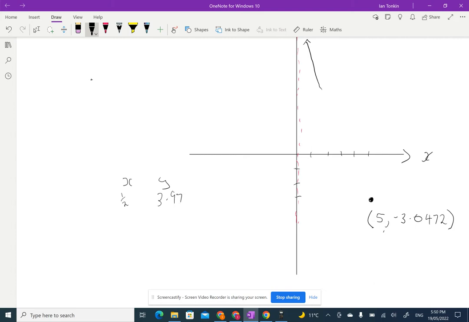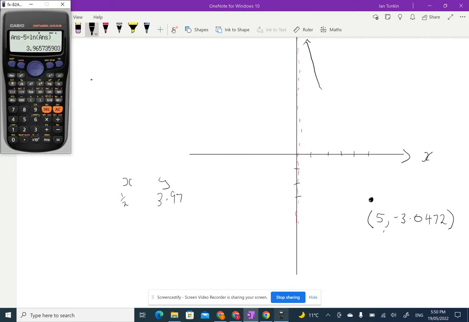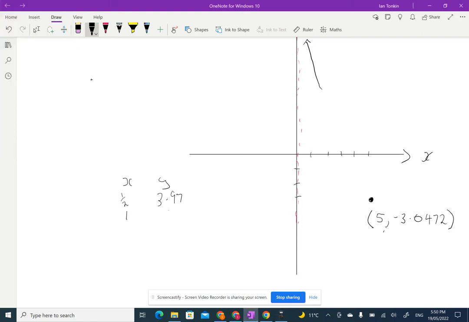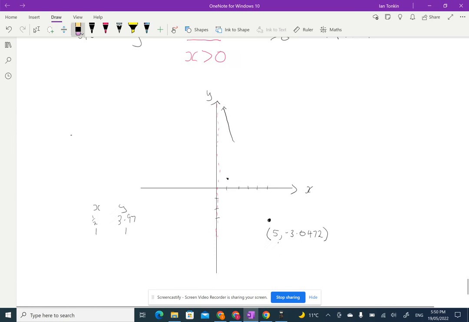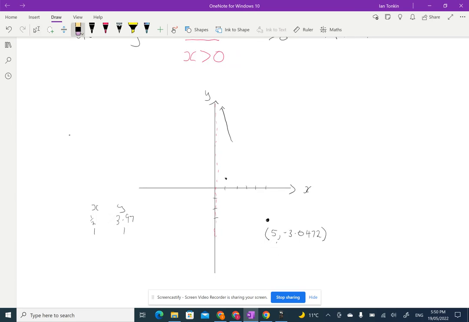3.97. And if I go back, and now I'll try something else. I don't know, I'll try 1. So if I go 1, enter, and I go up, and I hit enter again, I get 1 and 1. Oh, so 1 and 1. So here I've got 1 and 1. So it's going through there. So I'm going to tidy this up a bit. And I just plotted a heap of points. And that is how I guessed where it was going to go through.